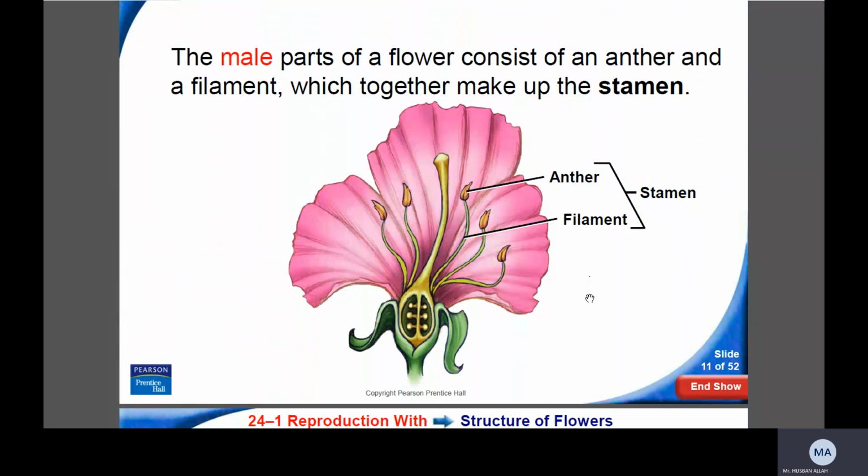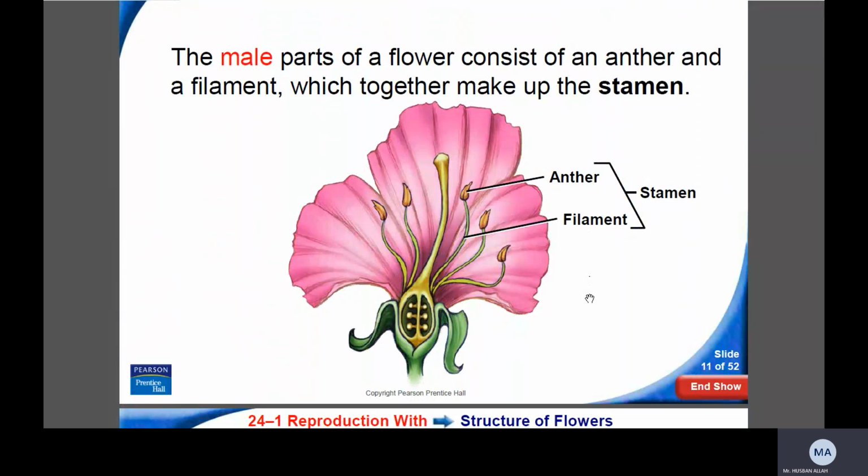In the case of the gymnosperms, it was the antheridium, and now it's going to slightly change. The main part of the flower consists of an anther and a filament, which together make the stamen. The anther arises from the antheridium, which we call that in the case of the gymnosperm. So that is the main part of the flower, made up of an anther and a filament.